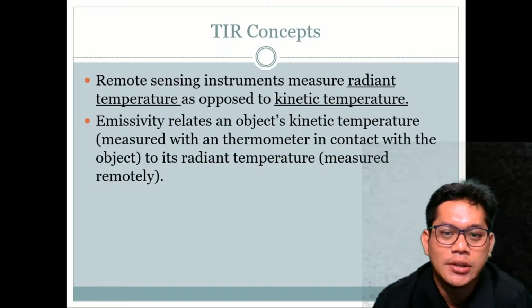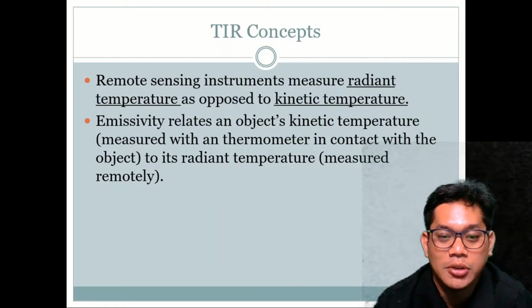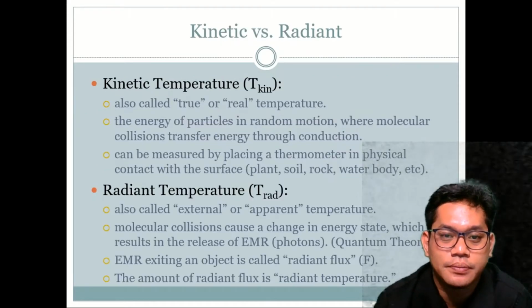So remote sensing instruments measure the radiant temperature as opposed to the kinetic temperature. When we talk about radiant temperature, it relates to the energy radiated from the surfaces over the atmosphere, as opposed to a direct measurement of the surface itself. So what is basically the kinetic versus radiant?